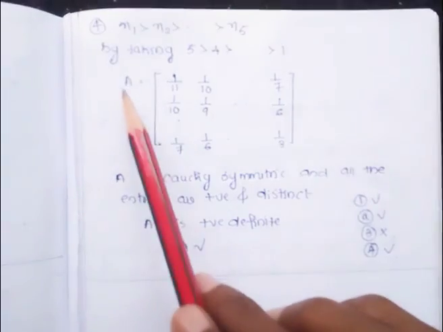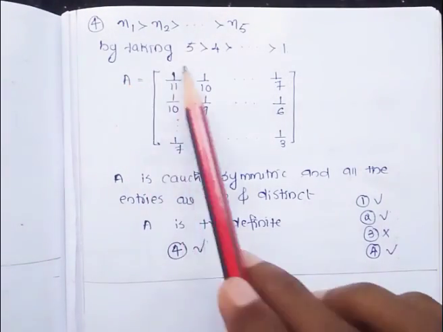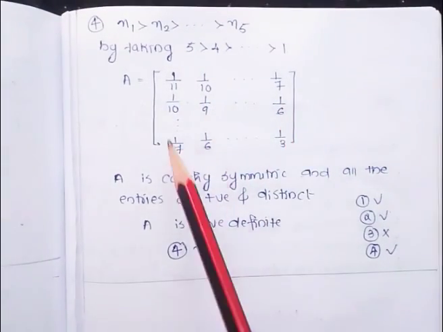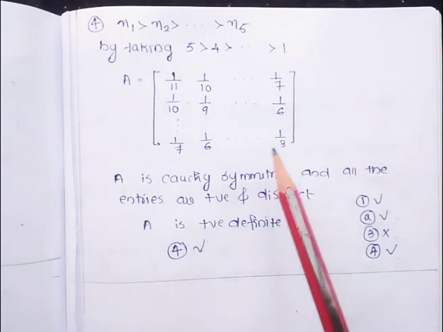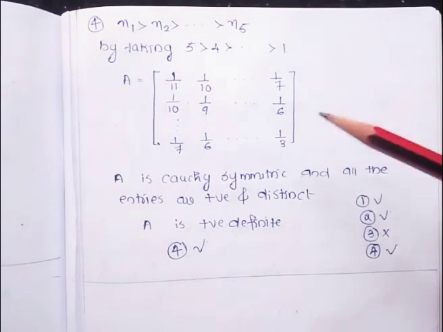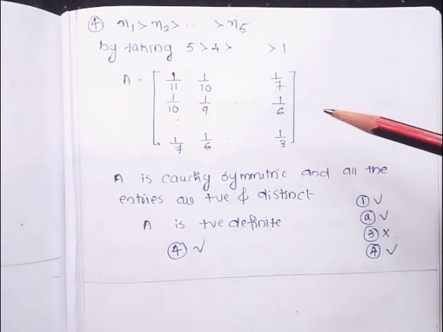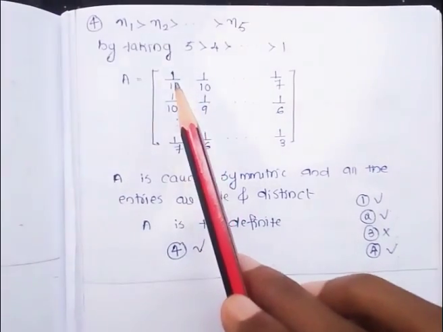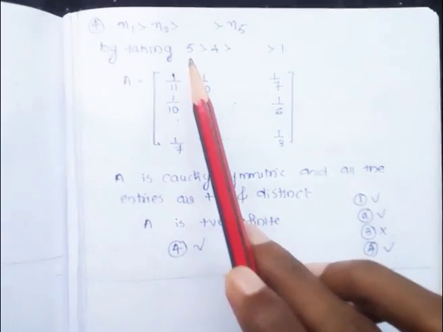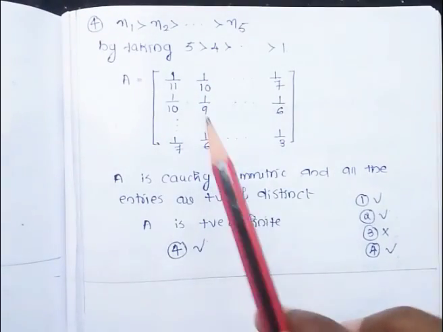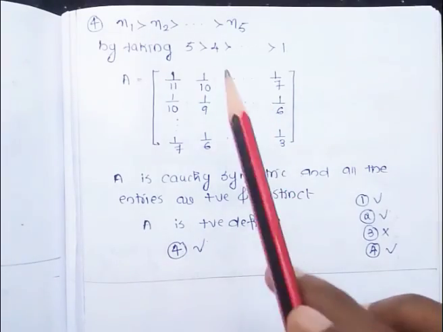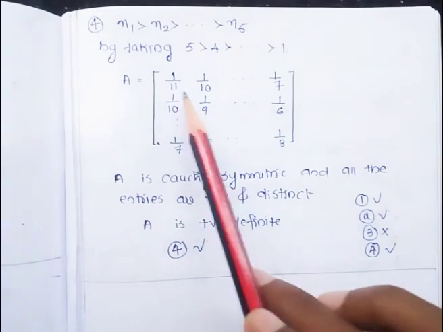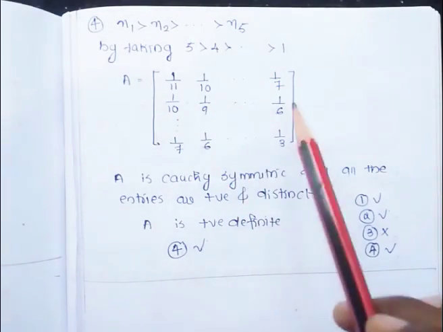By using that we can construct the matrix A equal to 1 by 11, 1 by 10, etc., up to 1 by 7, and 1 by 10, 1 by 9, etc., up to 1 by 6, and so on, up to 1 by 7, 1 by 6, etc., up to 1 by 3, by using Aij equal to 1 by (ni plus nj plus 1). So for the A11 element, A11 is equal to 1 by (n1 plus n1 plus 1). So n1 is equal to 5, so 5 plus 5 plus 1 is equal to 11. So we get 1 by 11, and similarly we can get the rest of the elements.